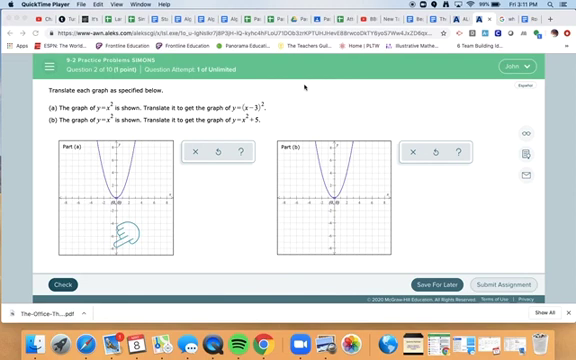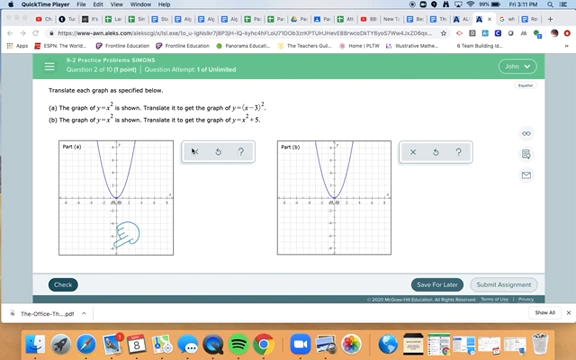Okay, so we're talking about doing transformations of quadratic functions, and this is assuming that you've looked at the vertical translations and the horizontal translations. Now what we're going to do is look at some problems on Alex that have one or the other, maybe both of them in there. So this is kind of a warm-up problem.